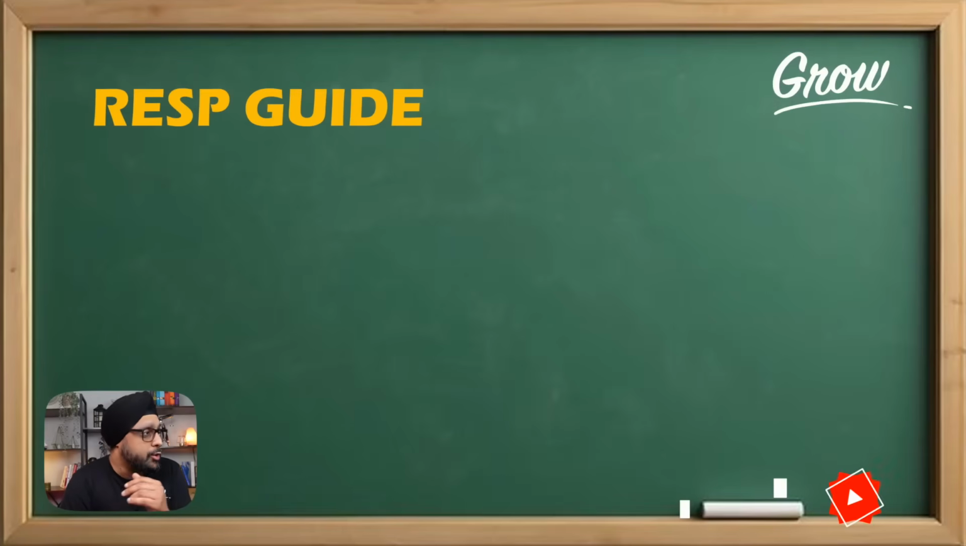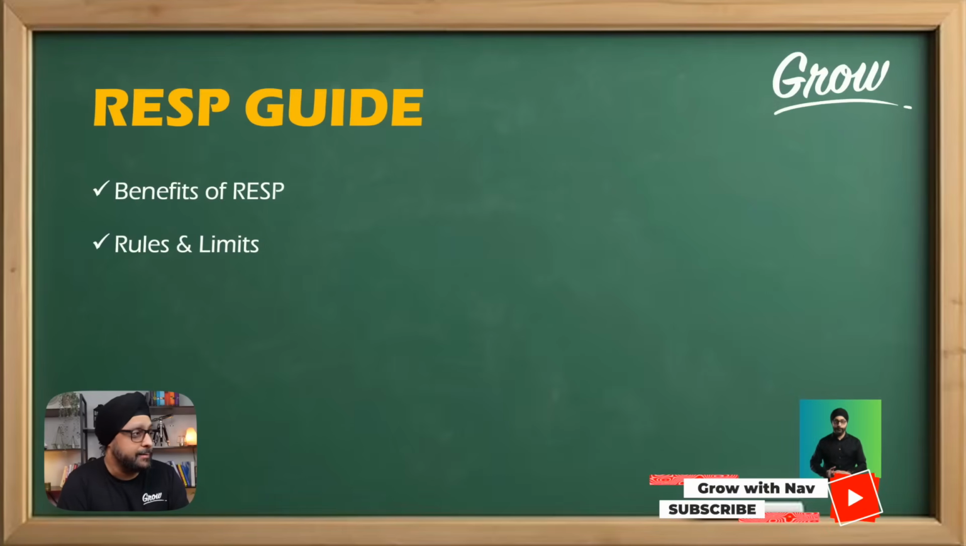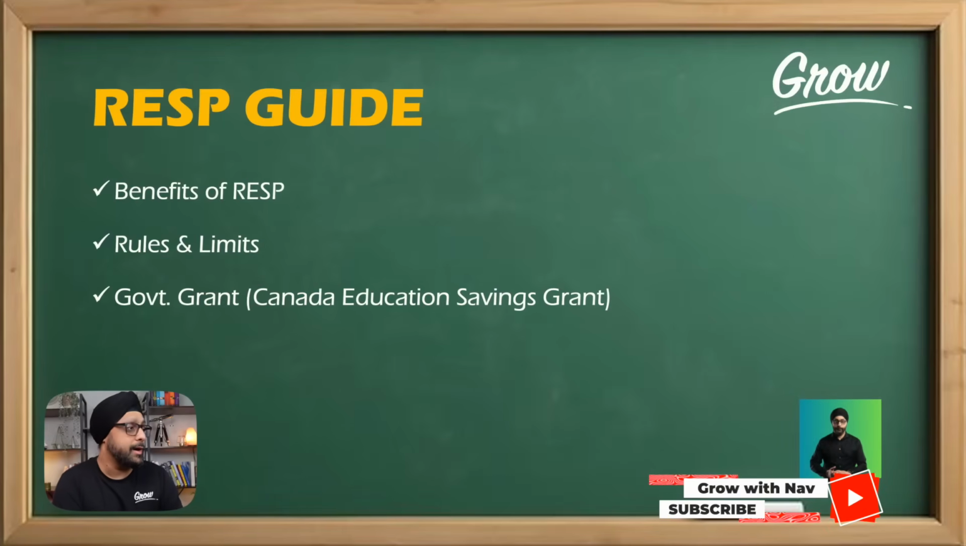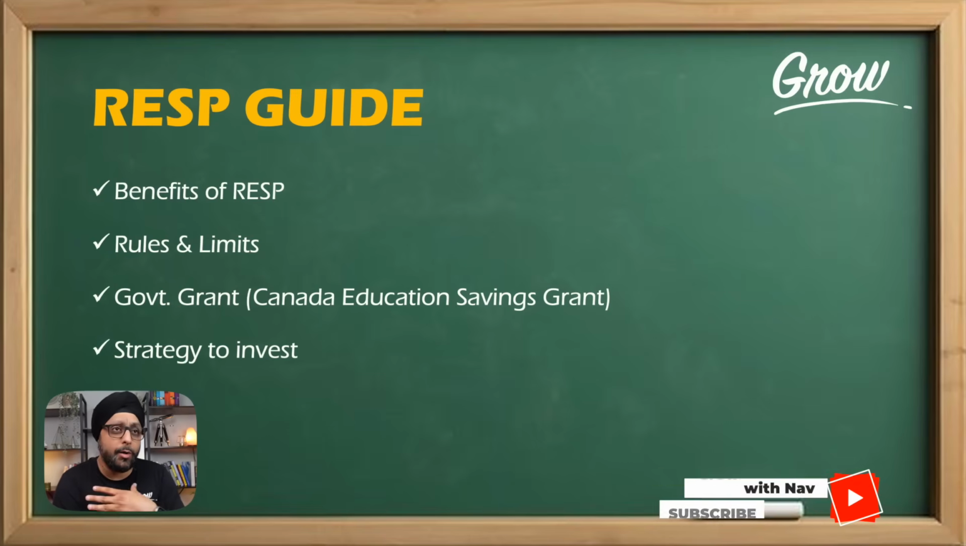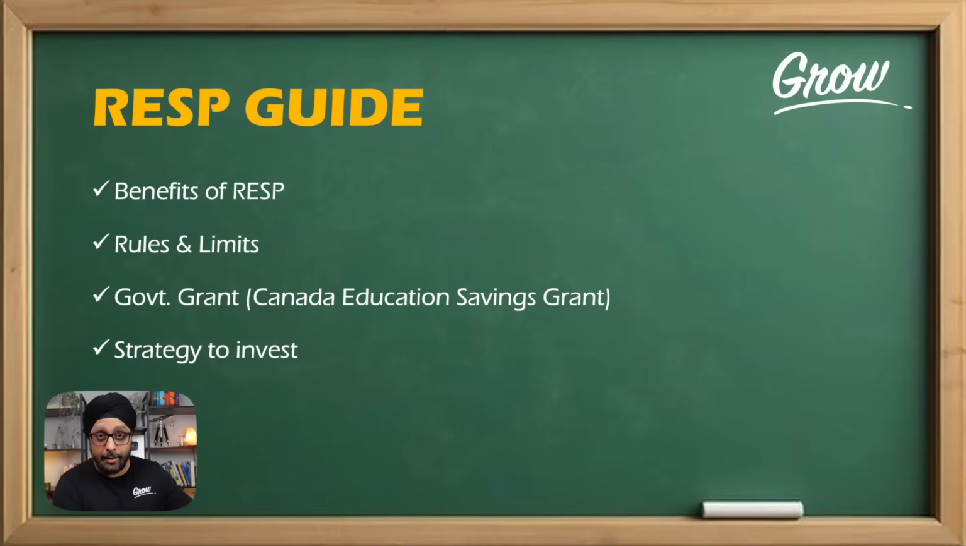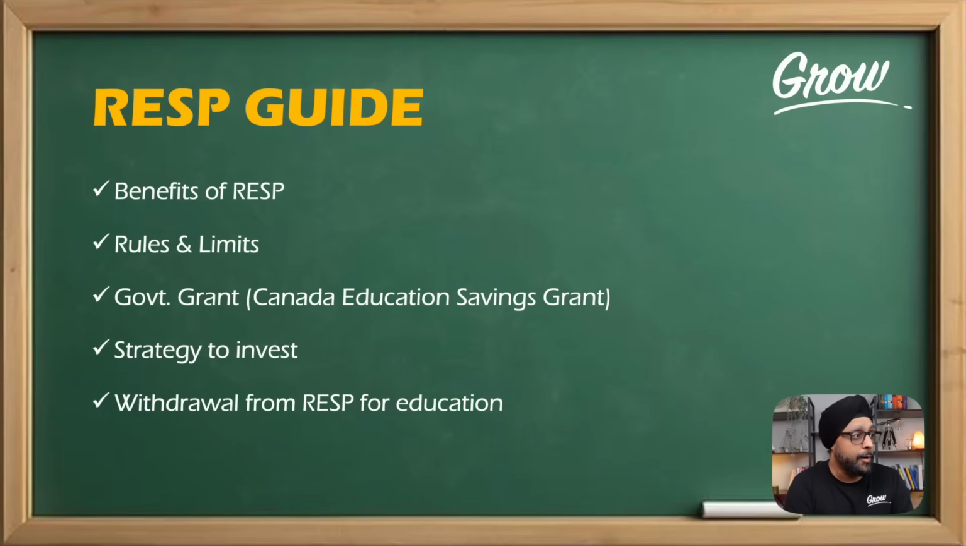So in today's video, we'll be talking about benefits of RESP. We'll be talking about rules and limits around it. We'll then be talking about the government grant which is called the CESG, Canada Education Savings Grant. We'll then talk about strategy to invest, and I'll talk about my strategy which can be different from your strategy. I'll give you everything in a downloadable Excel. We'll talk about withdrawal from RESP for education.